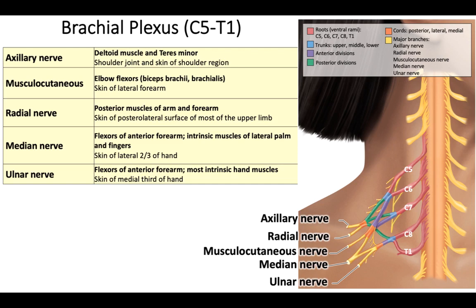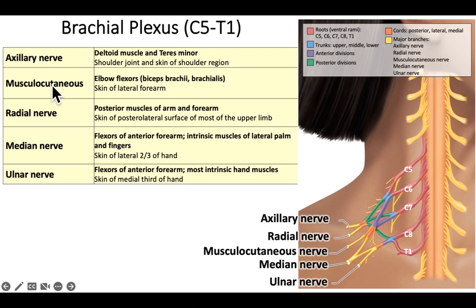All right, so let's start with axillary. The axillary nerve controls your deltoid muscle and your teres minor muscles. All right, so that's the motor part. The sensory part is your shoulder joint, as well as skin basically around that shoulder area. All right, so that's where it has sensory neurons.